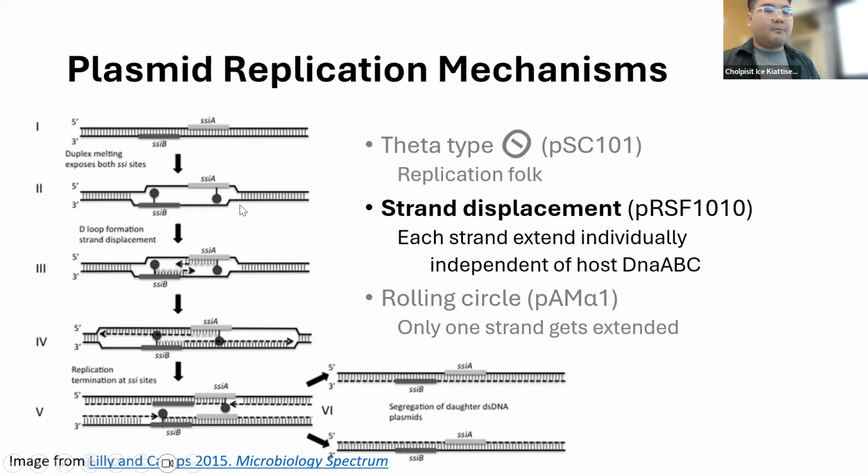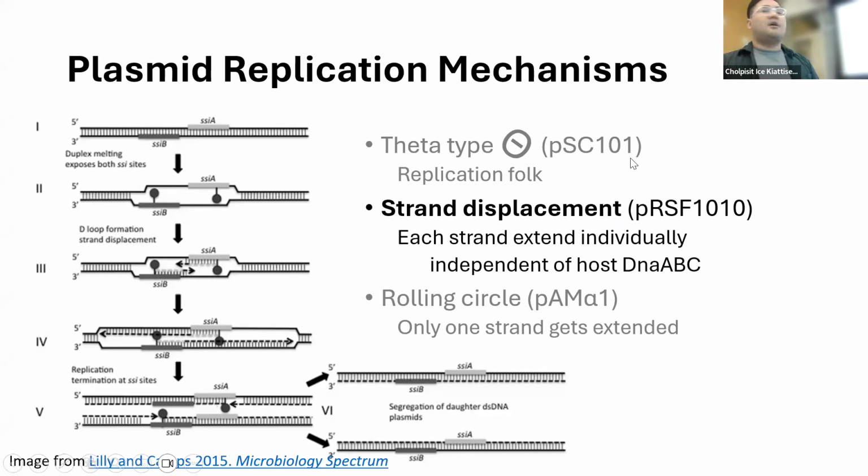Right. The other one is called strand displacement, and the mechanism is pretty sophisticated. It actually requires these two SSIA and SSIB RNAs to work independently of the host, and they usually require more replication proteins to help them. Apparently, one example of this strand displacement is pRSF1010, and it's a pretty broad host range plasmid.